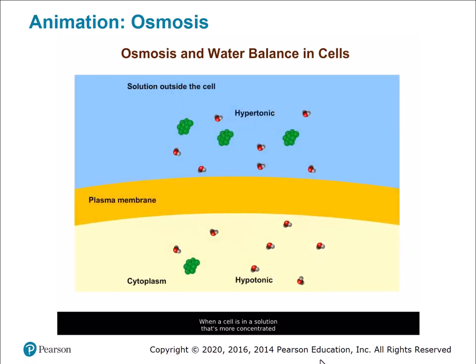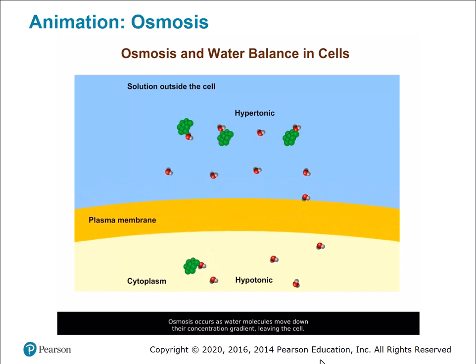When a cell is in a solution that's more concentrated than its cytoplasm, it's said to be in a hypertonic solution. The solute molecules attract water molecules so that fewer water molecules are free to diffuse across the membrane. In a hypertonic solution, the concentration of free water molecules is higher on the inside of the cell than the outside. Osmosis occurs as water molecules move down their concentration gradient, leaving the cell. As a result, the cell shrinks.